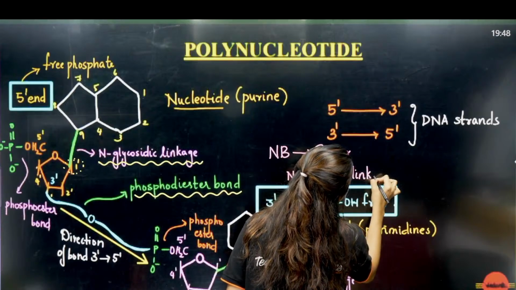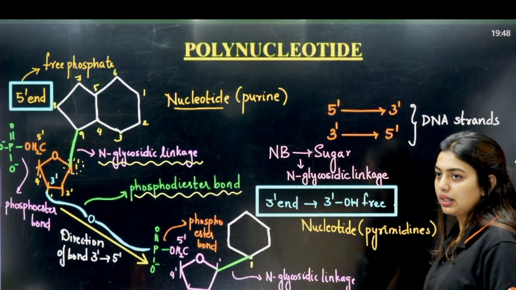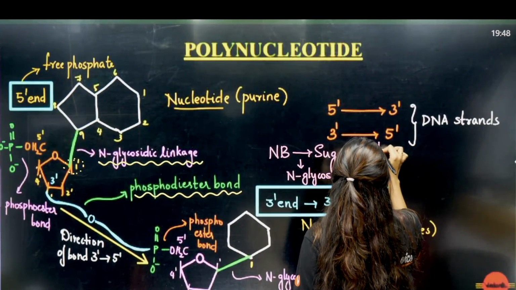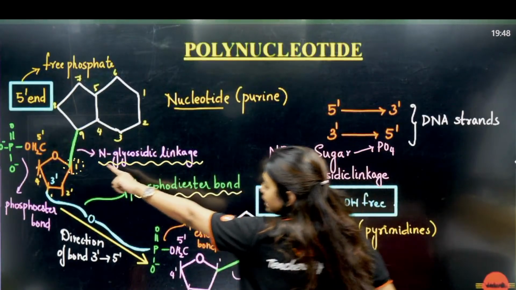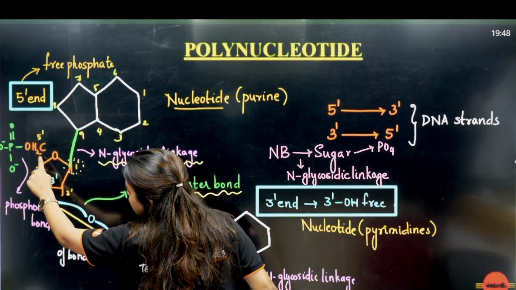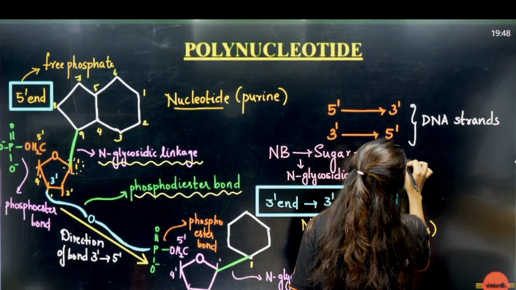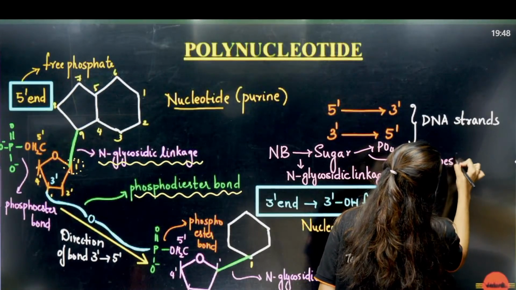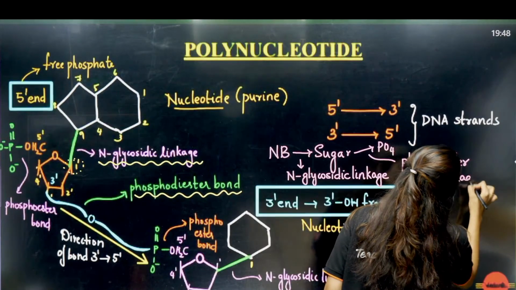At which position on the sugar? At the first position of the sugar. Clear? Now, to the sugar, phosphate, that is PO4, is going to bind to the 5th carbon. Can you see here? I have labeled the 5th carbon, CH2OH. It is going to bind, and this is going to happen with a phosphoester linkage. Okay, phosphoester linkage or bond, you can use the word.